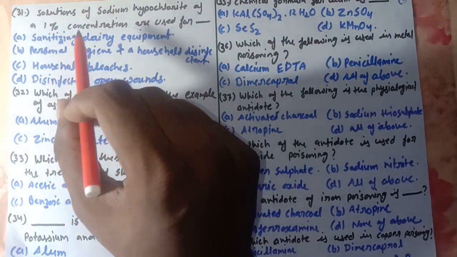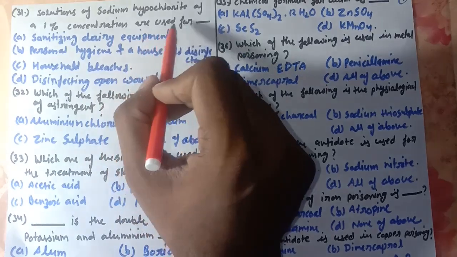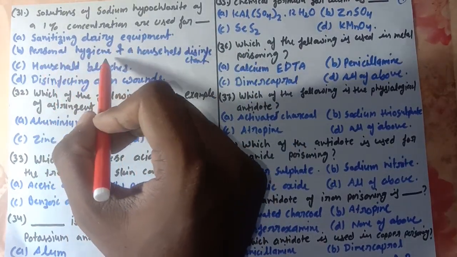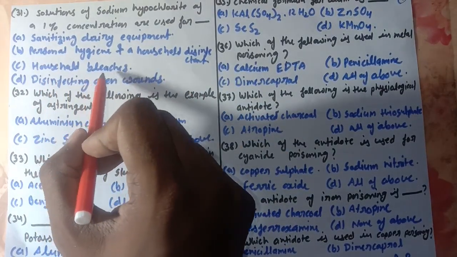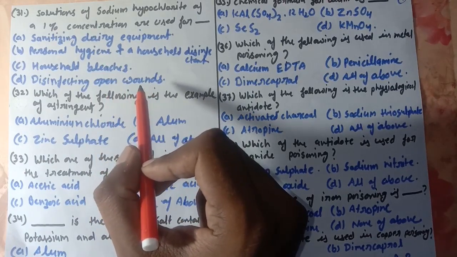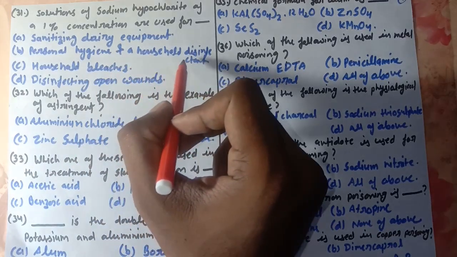Question number 31. Solution of sodium hypochlorite of 1% concentration is used for: option A, sanitizing dairy equipment; option B, personal hygiene and a household disinfectant; option C, household bleaches; option D, disinfecting open wound. So the answer is B, personal hygiene and a household disinfectant.